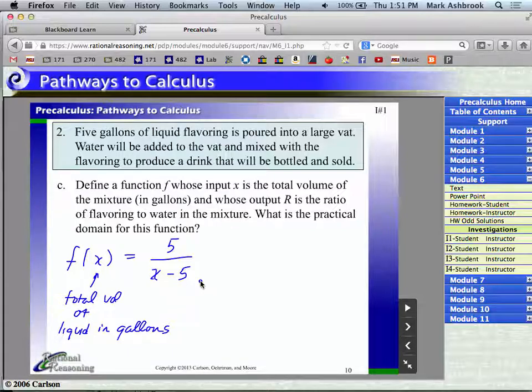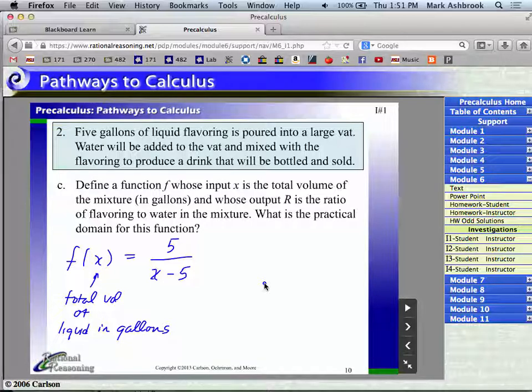Yeah, if you took the total volume and you subtracted the flavoring, you get the amount of water, right? So that denominator is the gallons of water. Okay, so this is our ratio. So this function takes the total amount, or the final amount of the mixture, and spits out that ratio we talked about earlier, that ratio of flavoring to water. Any questions on A through C?